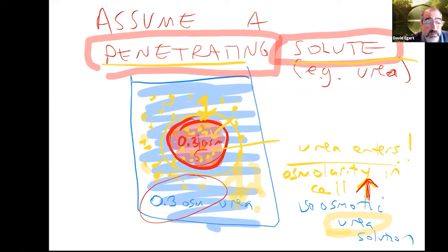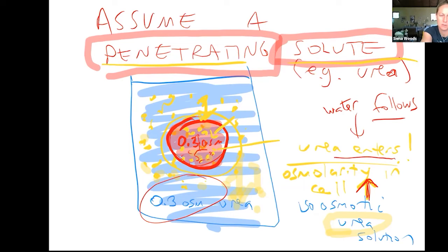What's water going to do now as the osmolarity in the cell starts going up? It'll want to go in, right? It goes to where it's more salty. So urea enters, the water follows. Because as the osmolarity is increasing in the cell, the water is going to come in by osmosis and dilute it. What's going to happen to the cell now? It's going to start inflating and probably hemolyze.